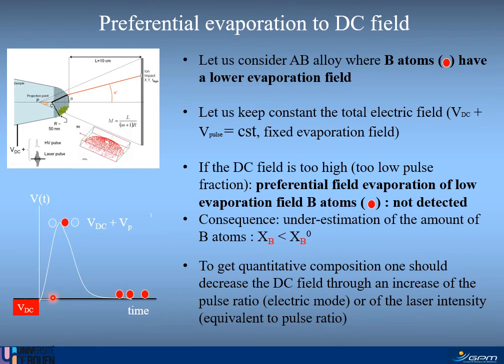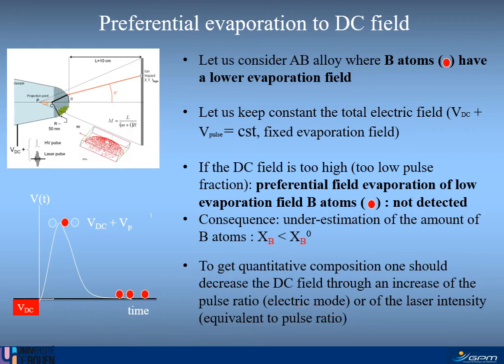So we have to decrease the DC voltage. That means that we have to increase the pulse fraction, typically 20%. And so we have to have a high pulse fraction to have quantitative data with respect to the problem of preferential evaporation.